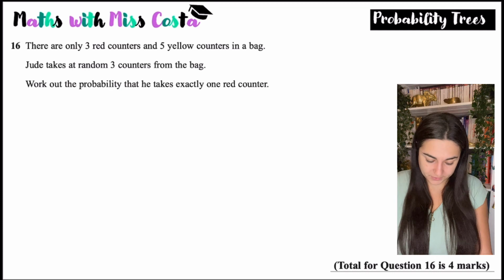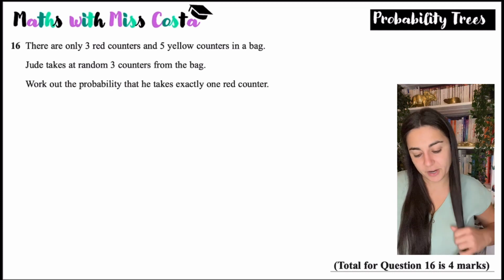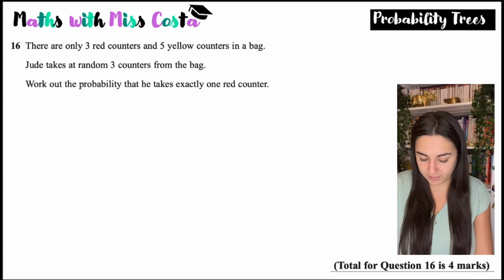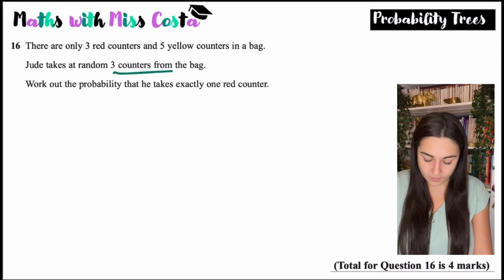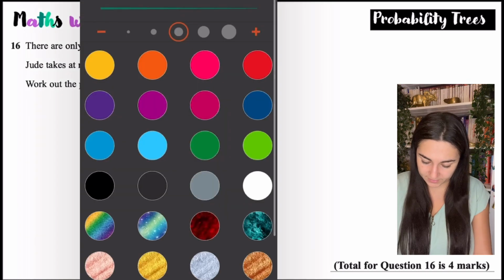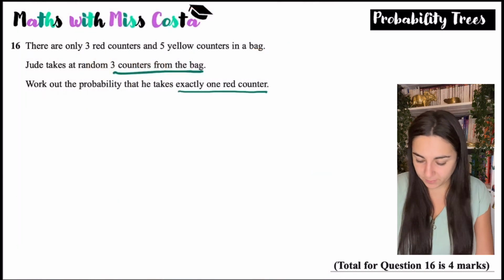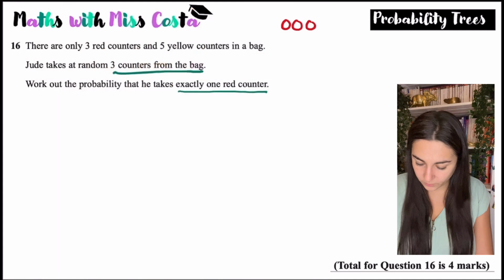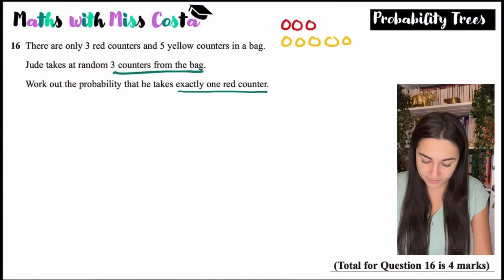Okay, probability tree. So over here it says there are only 3 red and 5 yellow counters in a bag. Jude takes at random 3 counters from the bag. Work out the probability that he takes exactly 1 red counter. Okay, I'll just use red and yellow for this, just to make it easier. So we've got 1, 2, 3 red counters and 1, 2, 3, 4, 5 yellow counters in the bag.